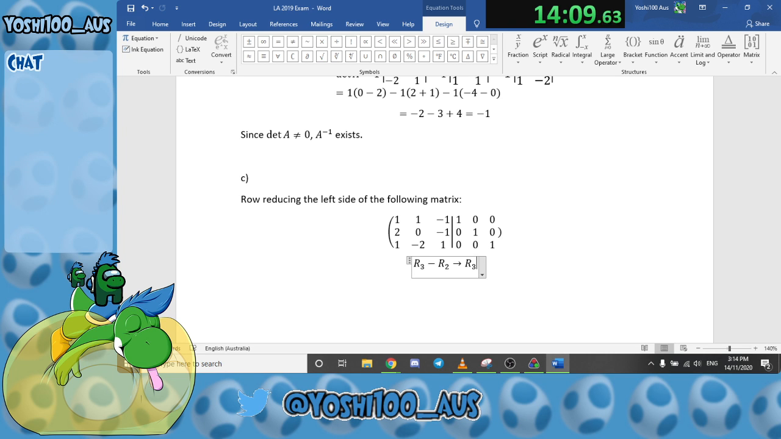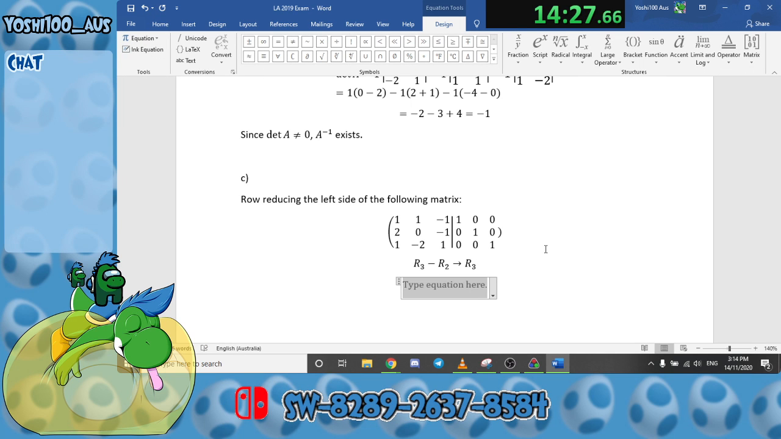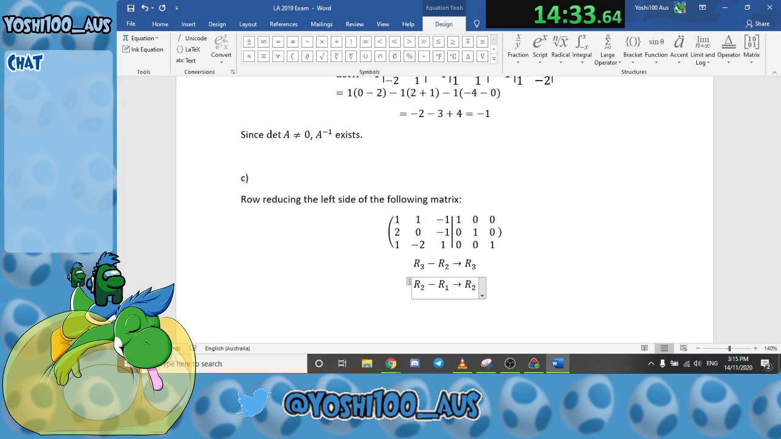Just checking my calculations. Alright. 1, 0, 0. 0, minus 1, 1. Since you're doing R2 take R1, you have to take it. Minus 1, 1, 0. Okay. So that's the next step. Next.